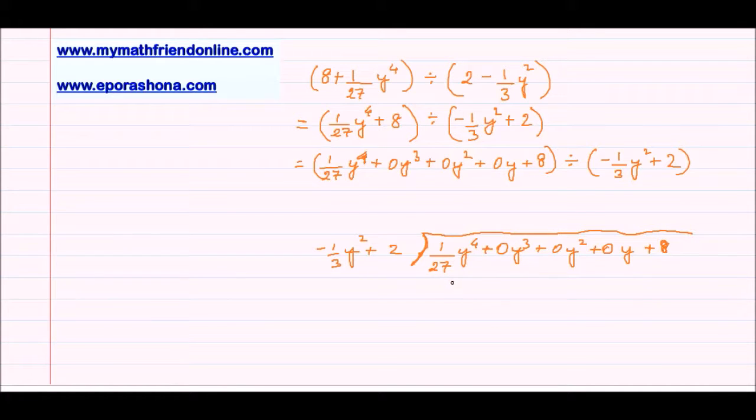Now, what was our step 3? We have to perform the division now. So step 3 said that first of all, we have to divide the first term of the dividend by the first term of the divisor. So let us take up, say, this is our rough work area.